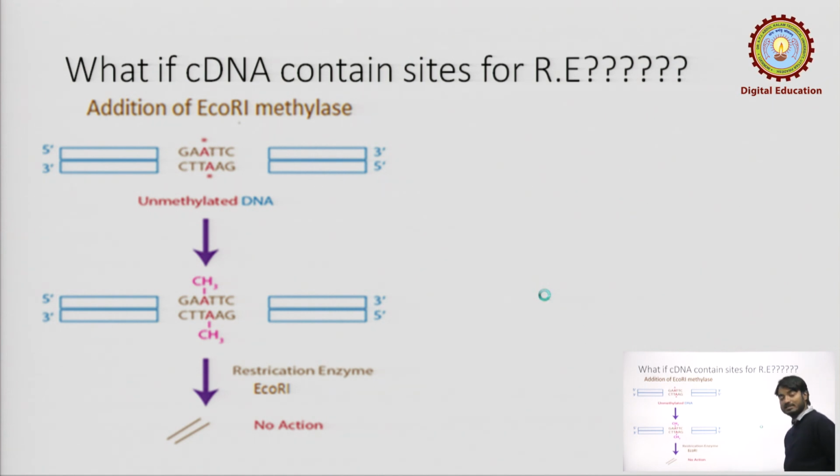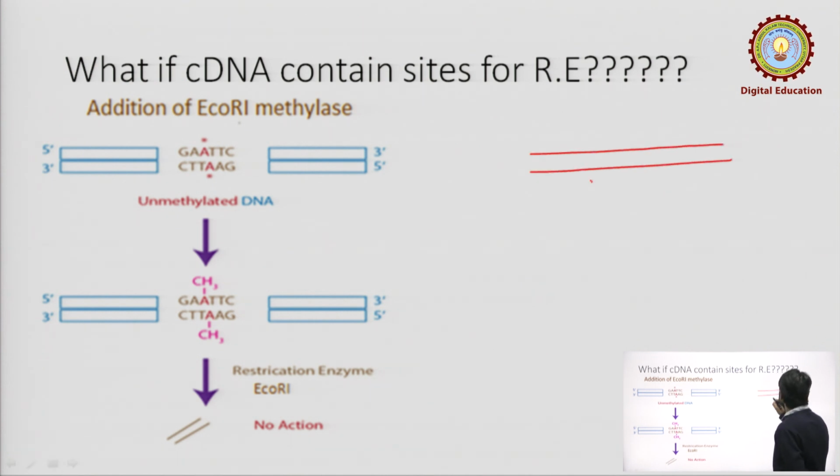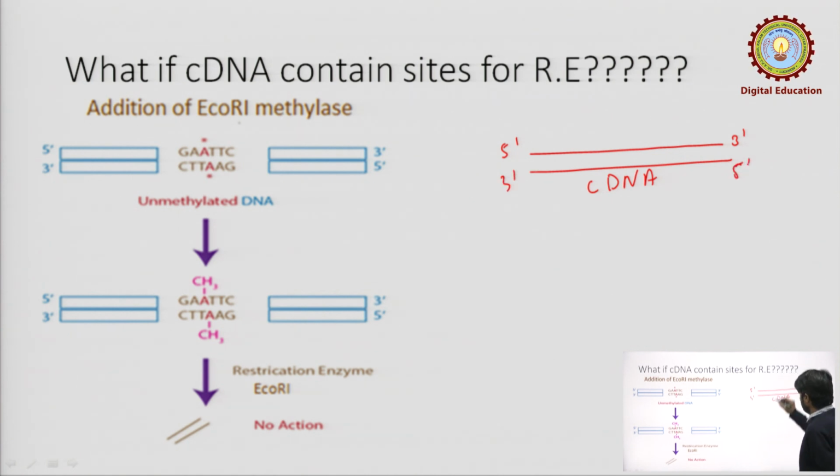So there is one more problem. This is our cDNA with ends. What if the cDNA also contains a sequence for EcoRI? Then what will we do? Because if we apply EcoRI, it will cut the complementary DNA and it will be of no use, because we require the whole complementary DNA. So what will we do?